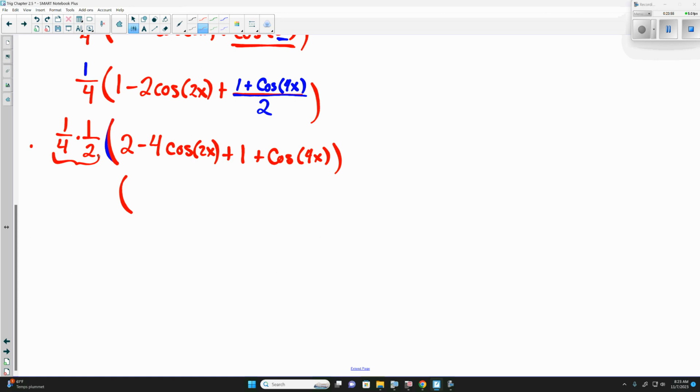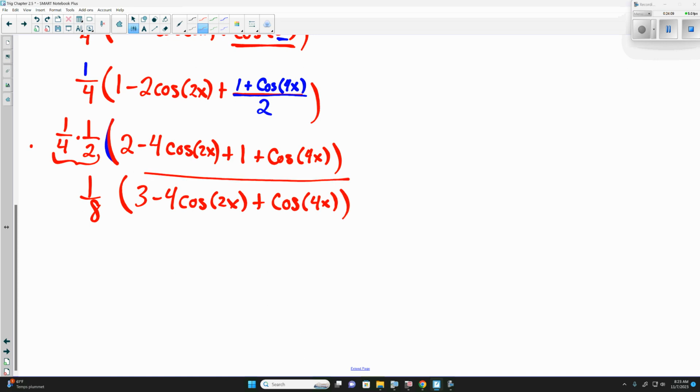Last thing we can do is start simplifying, combining like terms. Well, 1/2 times 1/4 is 1/8. Here, our 2 plus 1 is 3 minus 4 cosine of 2x plus cosine of 4x. Questions on this here? Luckily, this is not as bad as to the 8th, because we'd have to repeat the process a few more times. Questions on any of this here?